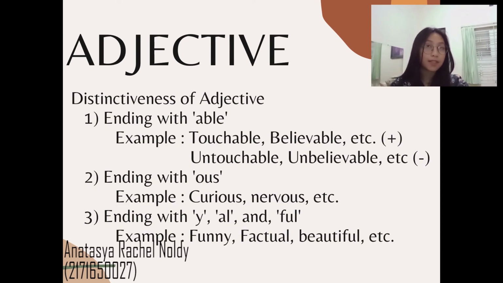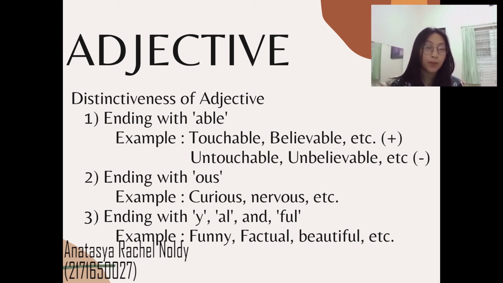Okay, adjective has also specific characteristic. 1. Ending with able, namely the adjective derived from verb that means possible to be. Example, the first one is touchable. Example sentence, today, curls are left soft and touchable and healthy hair is a must. The second one is unbelievable. Example sentence, the colors are unbelievable and the shapes are fantastical.